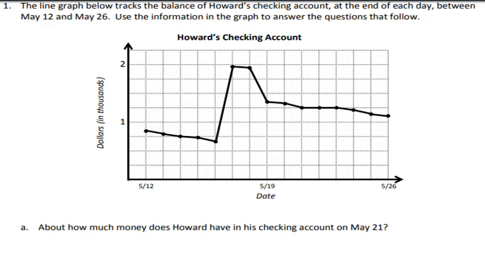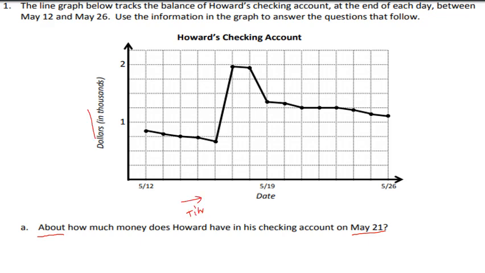Okay, the line graph below tracks the balance of Howard's checking account at the end of each day between May 12th and May 26th. Use the information in the graph to answer the questions that follow. A says about, so about right here is going to tell us that we are going to be estimating how much money Howard has in his checking account on May 21st.